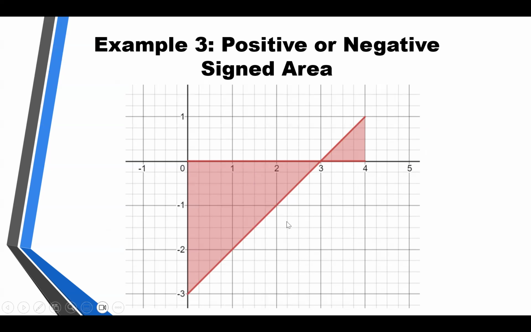And if you wanted to calculate it, you could. This is a base of 3, height of 3. So that's going to be 4.5. And this is a 1 by 1 triangle. So that is 1/2. So the total signed area would be -4 because that's a -4.5 and a positive 1/2.